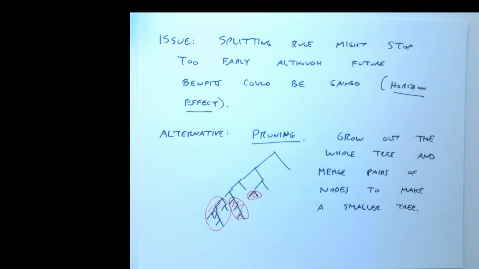If you were a CS person, you can imagine there are all sorts of exciting computational complexity arguments you could make for how to grow and how to prune. This is an algorithm person's dream. I'm not an algorithm person, but I can imagine there's a lot to say.